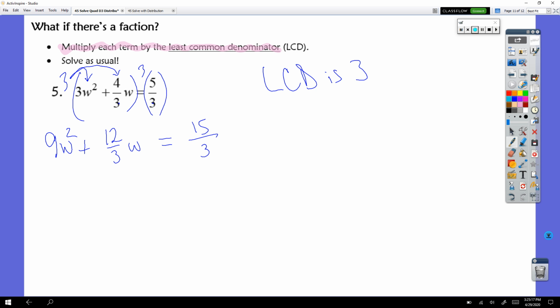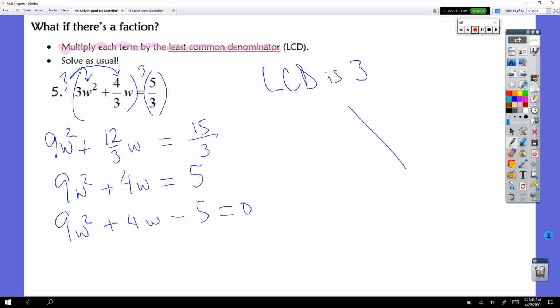Okay, let's look at our problem. Do you notice that each of those fractions that you see right now can just simplify to a value? So 12 divided by 3 is 4. 15 divided by 3 is 5. Now we've got kind of a regular problem. So we set this equal to 0. I did that by subtracting 5 from each side, and then we're going to have 3 terms.